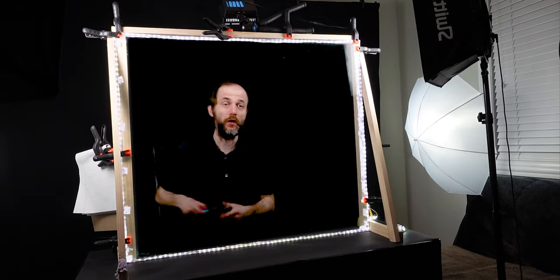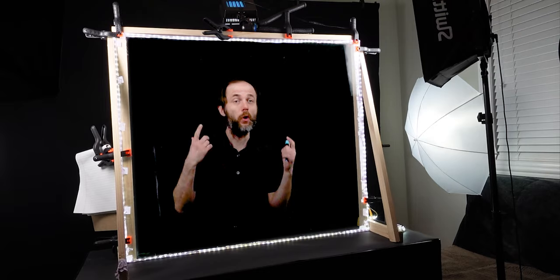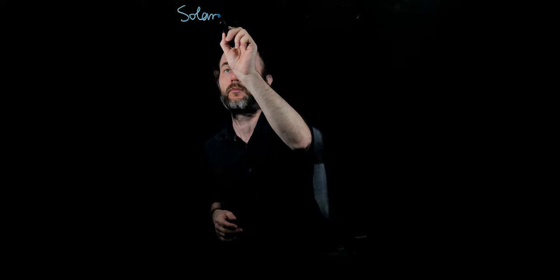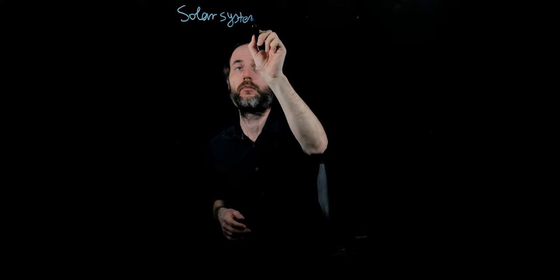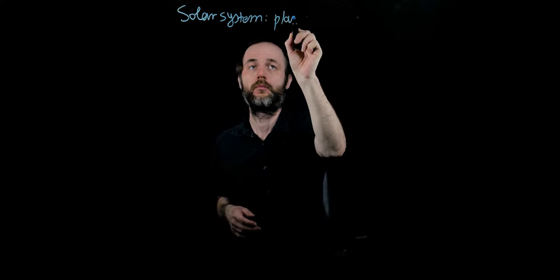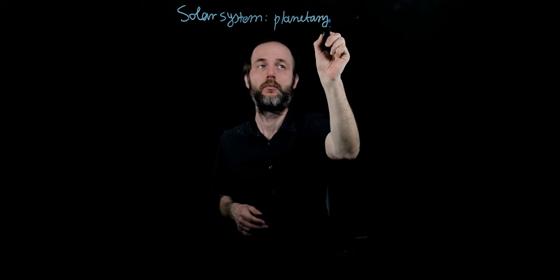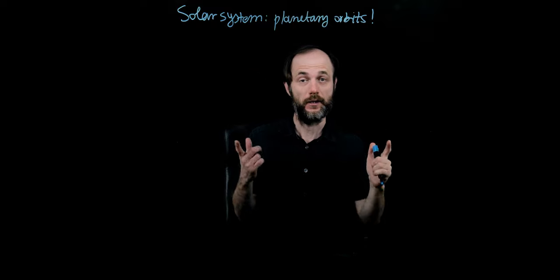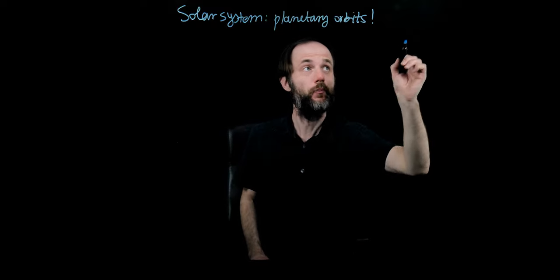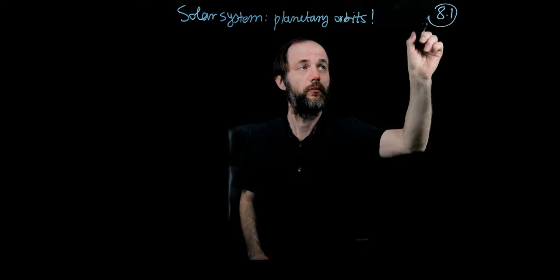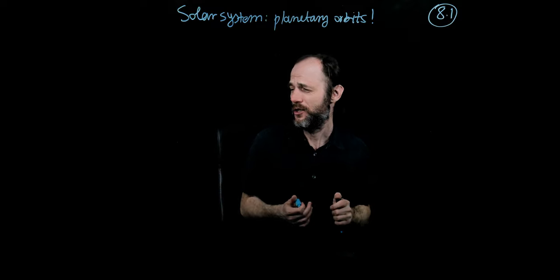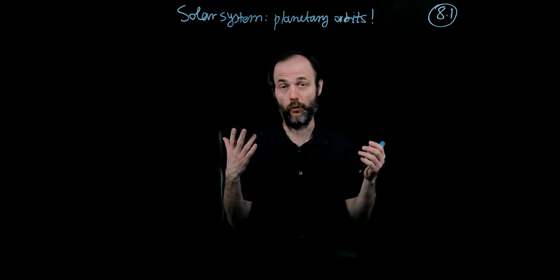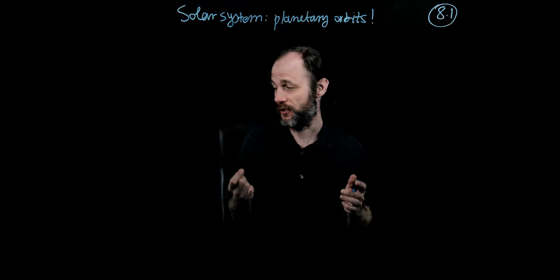Today, we're going to be talking about planetary orbits in the solar system. And as I mentioned, this is Lecture 8, Part 1. So how are we going to make it happen? How are we going to solve for planetary motion? Let us make the simplest assumption.